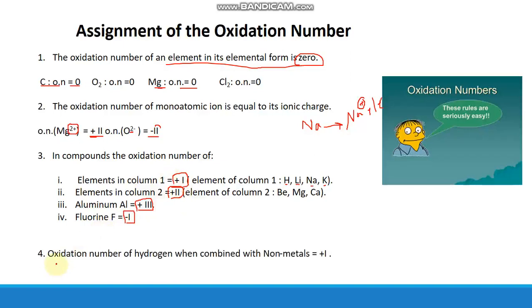The fourth one says the oxidation number of hydrogen when combined with non-metals is +1. For example, we have hydrogen in HCl, and H is bonded to Cl, which is a non-metal, so its oxidation number is +1.